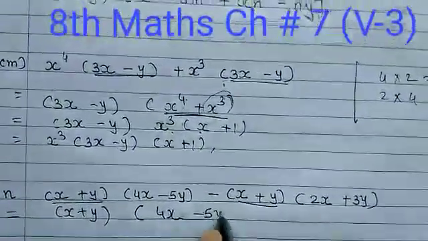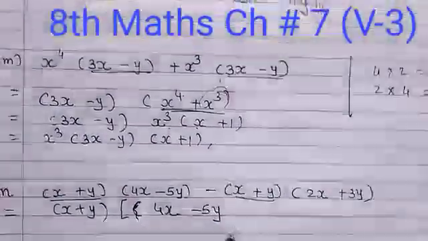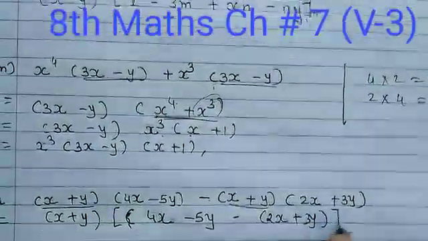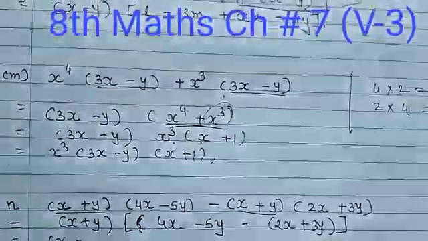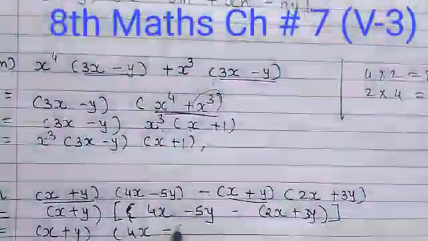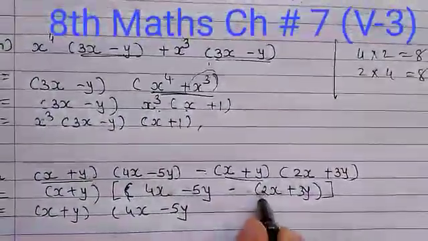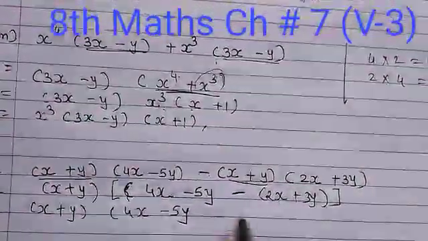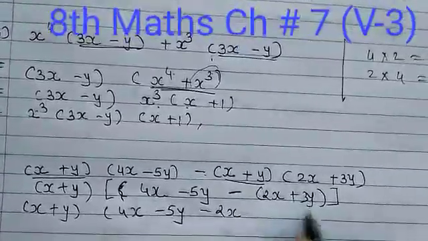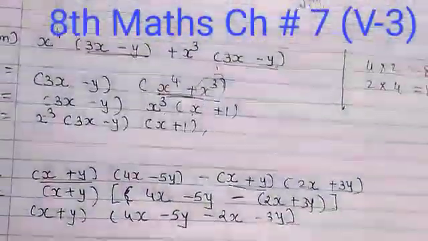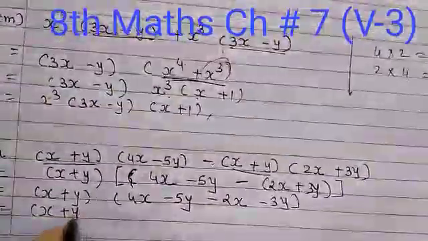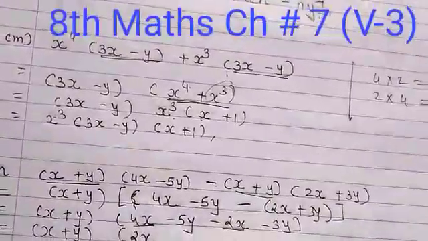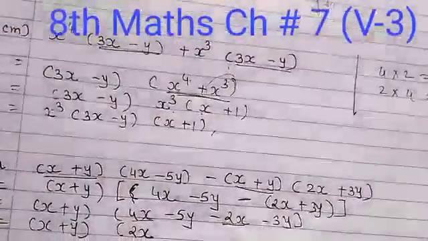4x minus 5y, right? Now students, what is the main thing? Minus is outside, so 2x plus 3y whole bracket is over. So we can conclude that here 4x minus 5y no problem, but outside the bracket a minus sign is there, so we have to change the sign of all. So here plus 2x becomes minus 2x, plus 3y becomes minus 3y. Now students, if you observe here, 4x minus 2x means what? Becomes 2x only.